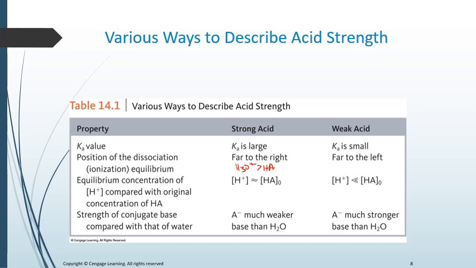When we talk about the weak acid system, because its equilibrium is lying far to the left, I would have a greater amount of the HA compared to the H3O+.